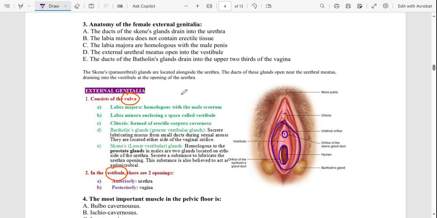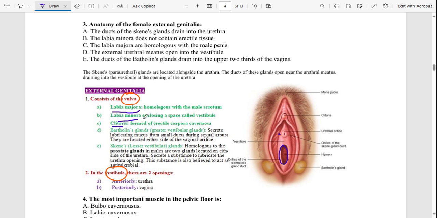Okay. And then on the sides of the urethra, you can see this small dot here. Those are the Skene's glands. The vulva is made up of the labia majora, which is homologous to the male scrotum. We also have the labia minora, which is the one that closes the vestibule. And then there's the clitoris.